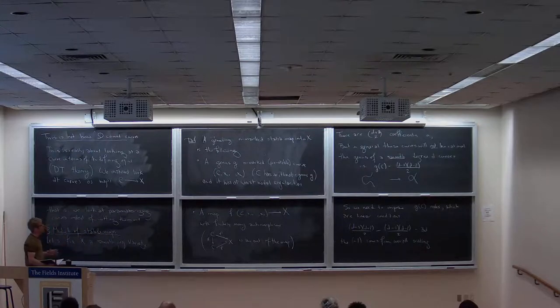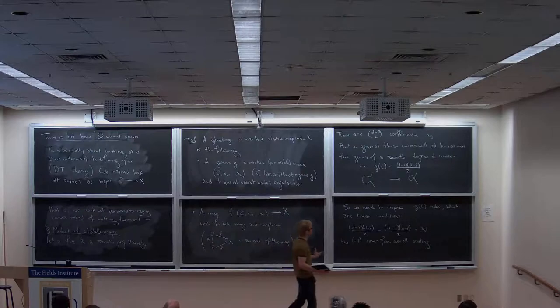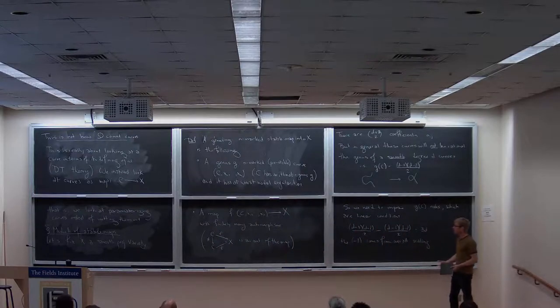Now, if we want to work with these, we want to be able to parameterize all of these. As before, we parameterized our curves by looking at the curves as zero sets of polynomials. In this case, we want to parameterize all of our possible curves by parameterizing all of these maps.